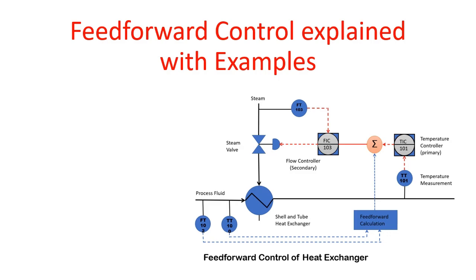In this particular lecture, we'll be discussing feed-forward control. As always, we will discuss the theory portion first, and then we will take a practical industrial example with which I will explain how the feed-forward control is working. And lastly, we'll have a comparison between the feed-forward control and feedback control, and the advantages and disadvantages of the feed-forward control over the feedback control system.